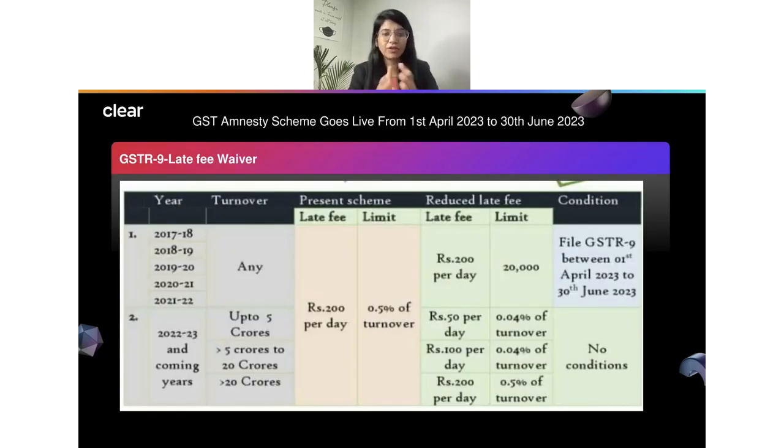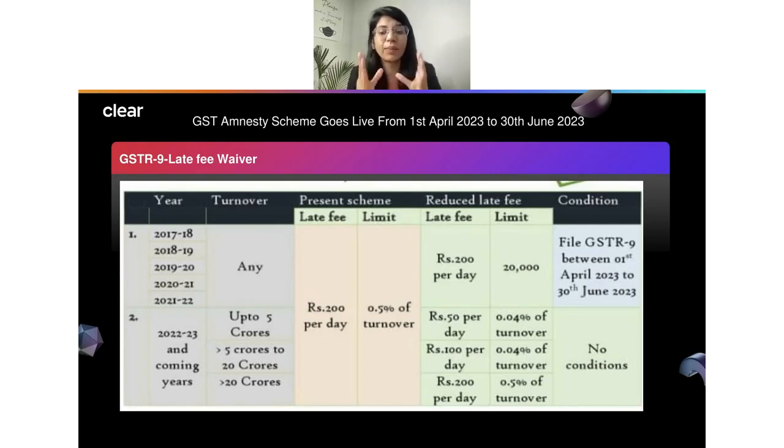And not only that, right now, you would have seen that yesterday only the government passed some notifications where they have given the amnesty scheme, where if you have missed filing your GSTR 9 for FY 17-18, 18-19, 19-20, 2021 or 21-22, they have reduced the late fees also. That's what they have done. So you can always look into this also. That is something the government has already done.